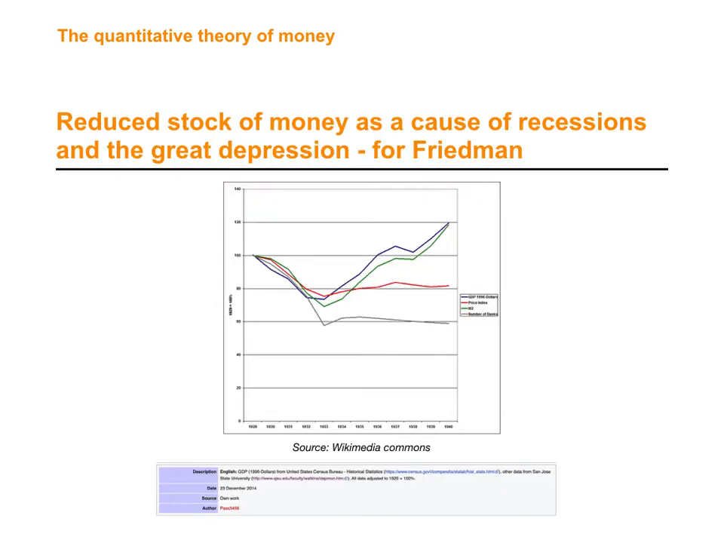In fact, in this slide, we have the contribution that Milton Friedman made in order to understand the Great Depression and recessions in general. He thought that the stock of money, the money supply, was very important to understand these periods in history. Here we have different variables in this graph. This is for the United States. We have the GDP, and we have the level of prices. We have M2, so the stock of money, and then we have the number of banks.